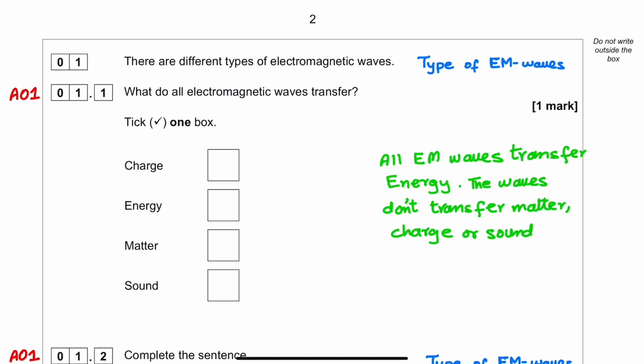These waves do not transfer matter, charge, or the sound. They can transfer only energy from one place to another place. So among all these options, the EM waves can transfer only energy from one place to another place. The correct option is energy.